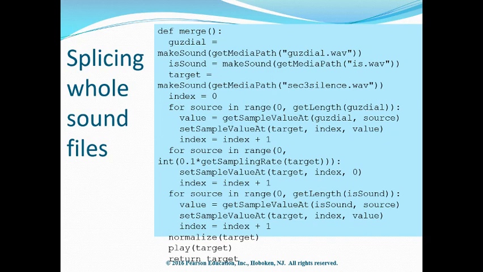We do the same thing for is sound, which is a variable, and it actually uses the is.wav file. So in the first sound, it says the word guzdial. In the second sound, which is the is sound, it actually says the word is. So if we play the guzdial variable, it's going to say guzdial. If we play the is sound variable, it's going to say is. So then we say there's a 3 seconds of silence wave file.